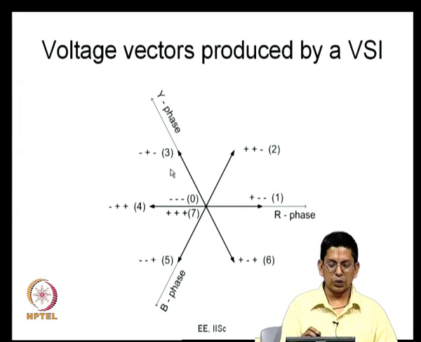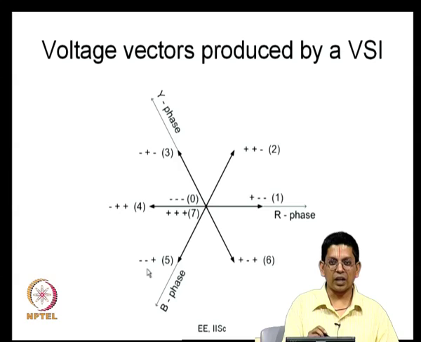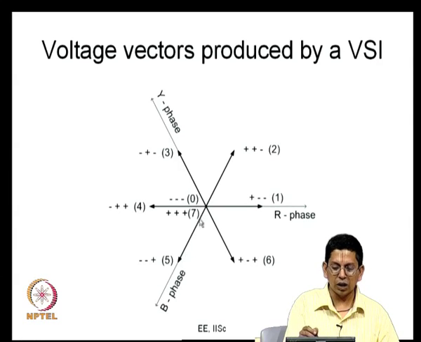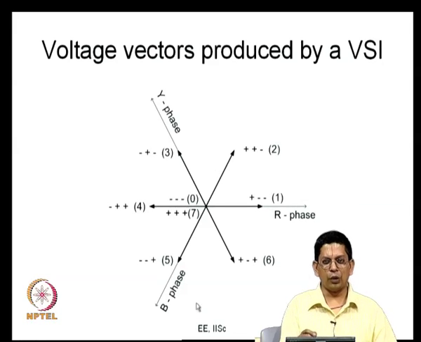Similarly, you can look at a situation where B phase alone is connected to the positive bus and R and Y are connected to the negative bus. This will produce a vector of magnitude VDC aligned along the B phase axis. So, that is how you can say that. These are easy, you can plug in the values, we had the expressions of V alpha beta in terms of VRO, VYO, VBO, you can plug them in and come up to this. I am just trying to give a feel for that.